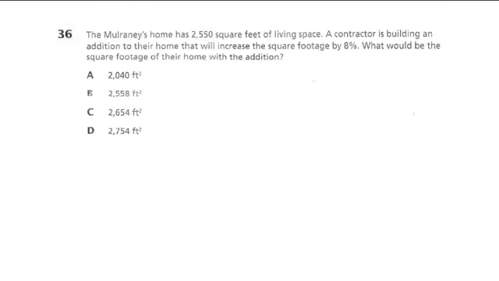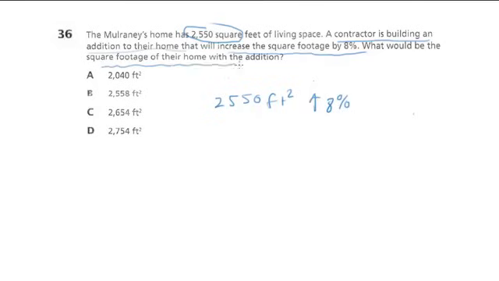Okay, number 36. Number 36 is saying that their home is 2550 feet squared of living space. A contractor is building an addition to their home, so they're extending their home, and it's going to increase the square footage by 8%. What would be the square footage of their home with the addition?